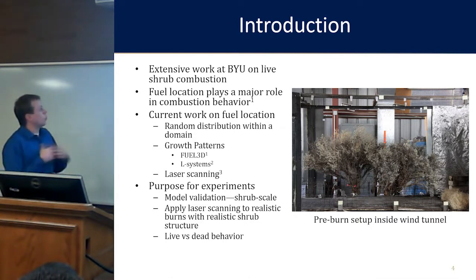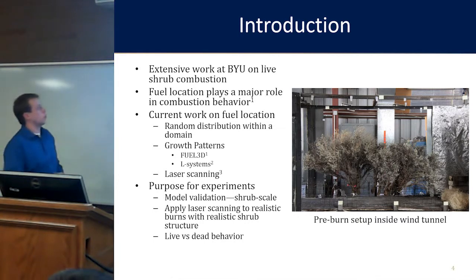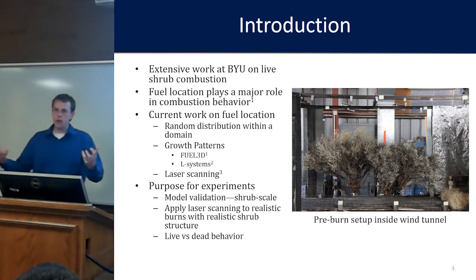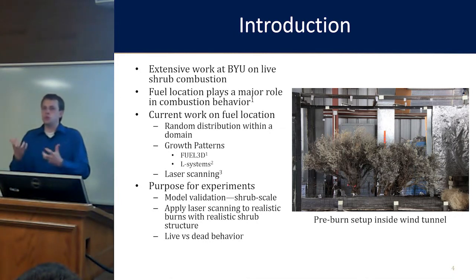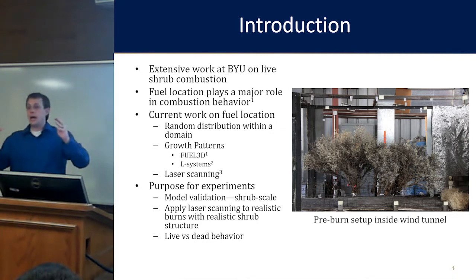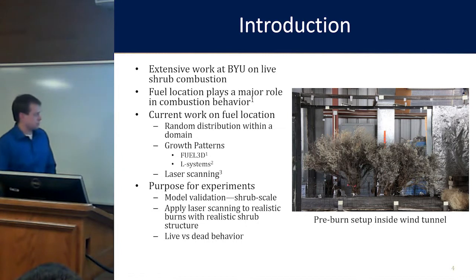And then what we are trying to do right now is to use laser scanning. So the difference between the laser scanning and what I call growth patterns is that growth patterns just take the natural recurring shapes that plants grow in and essentially grow a bush using those shapes recurring upon themselves. And then with laser scanning, what we're trying to do is actually scan the shrub and identify exactly where things are, so that we can use that in the model.